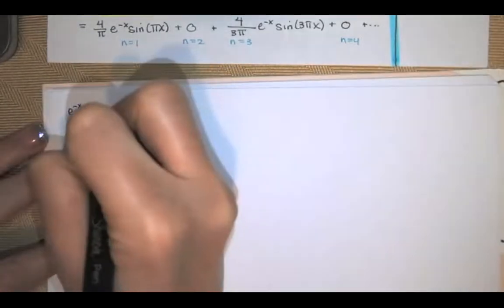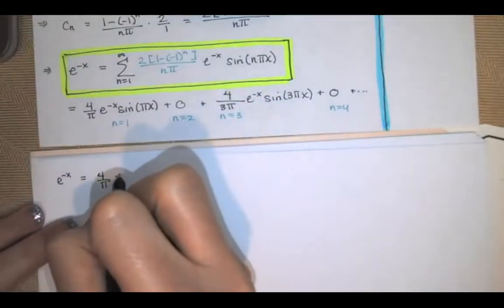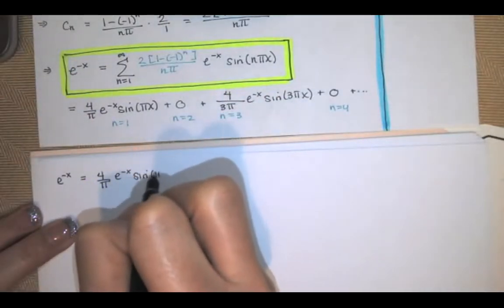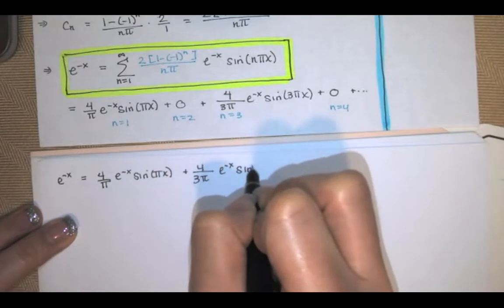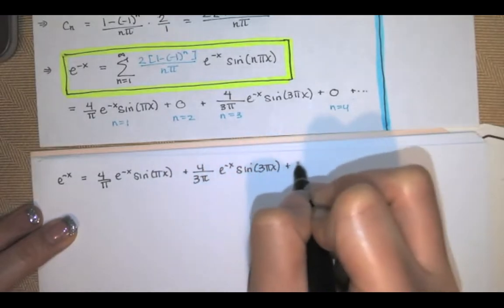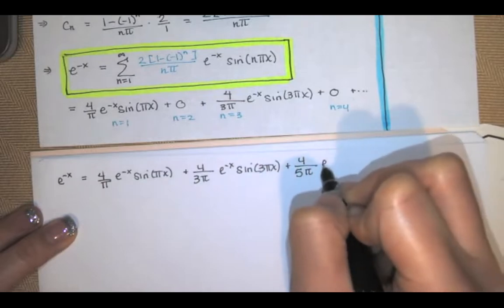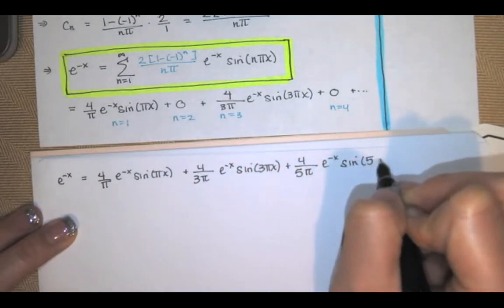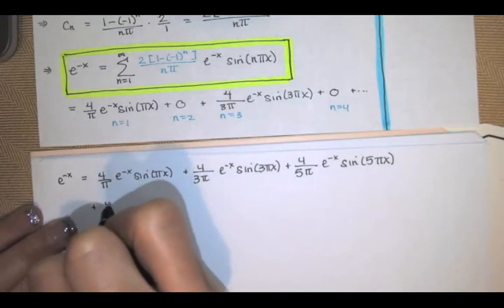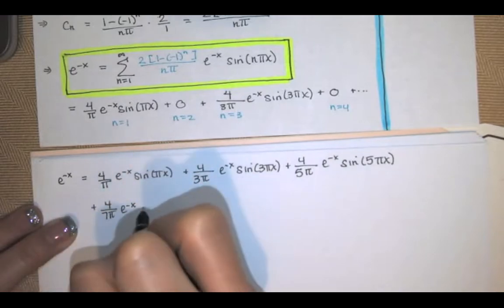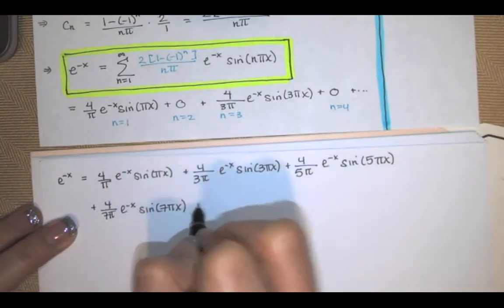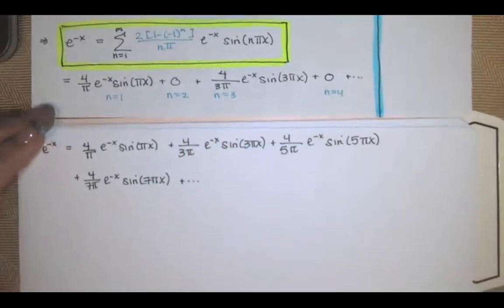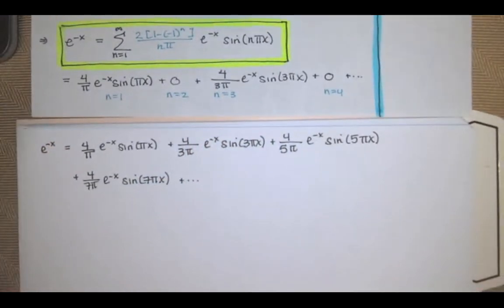e to the negative x is equal to 4 over pi times e to the negative x sine of pi x plus 4 over 3 pi times e to the negative x sine of 3 pi x plus 4 over 5 pi times e to the negative x sine of 5 pi x. And we can keep going. 4 over 7 pi times e to the negative x sine of 7 pi x. And that's the pattern. It goes on forever, just like that. We have infinitely many terms.